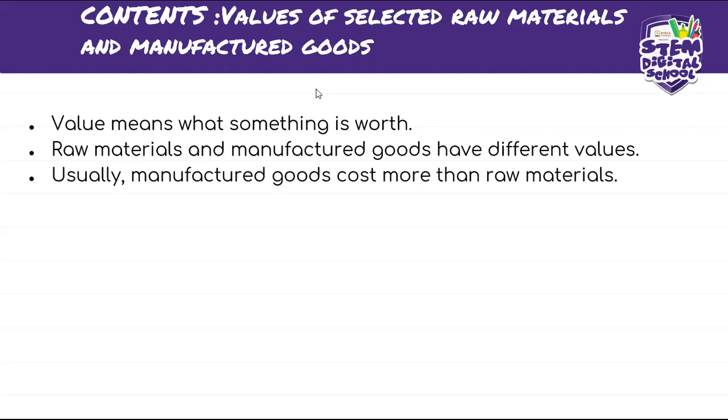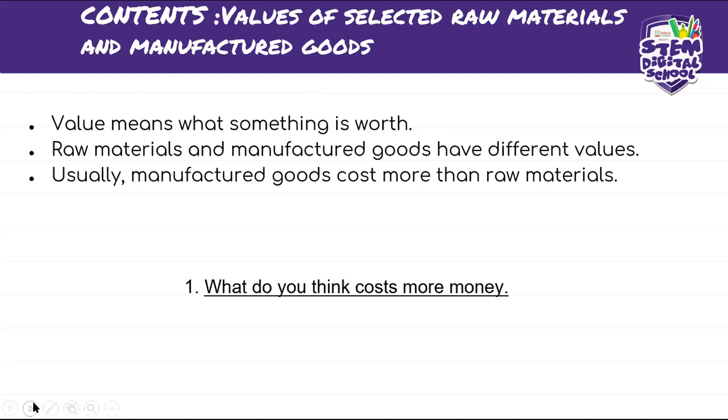Yes, they have been processed. So they went through a process of being changed. For example, iron to be a car. You see the process. It's a long process. So I believe that's the reason why they cost more than raw material.